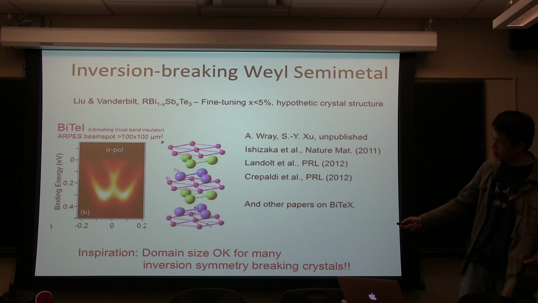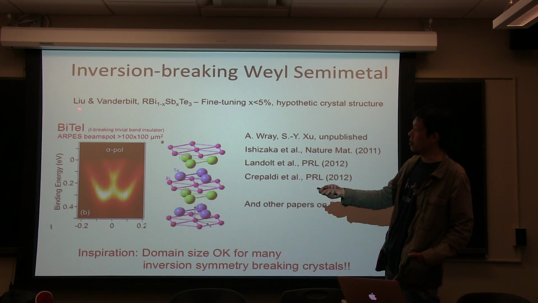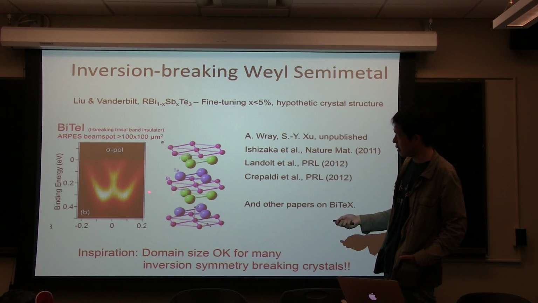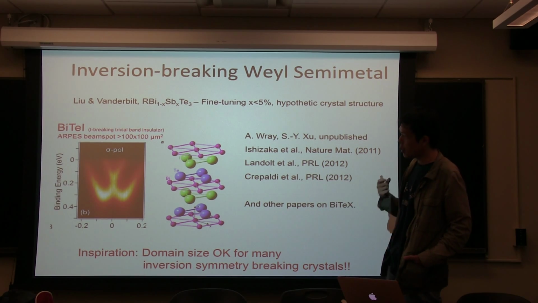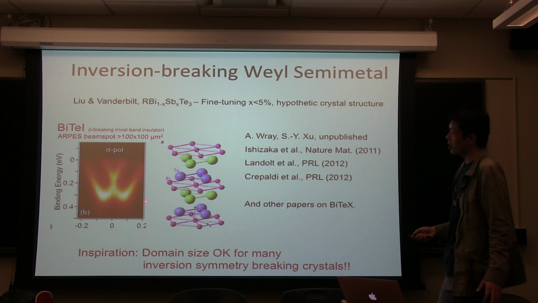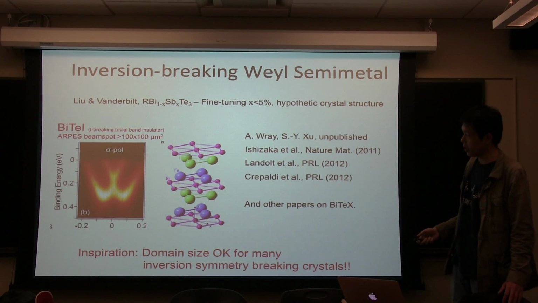And the fact that we see these beautiful bands must mean that the domain size of the inversion symmetry-breaking crystals, at least in certain cases, can be large enough, and we don't have to align them by a magnetic field. They're just as grown, so they're large enough so that the ARPES can be done. So now, to show that they're inversion breaking, obviously.